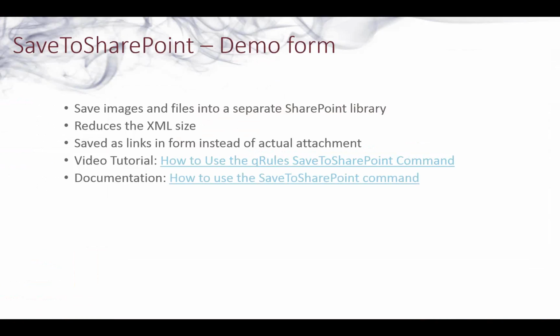Instead of saving the attachment in the XML itself, because people might attach a PDF that's a gig big, right? Although I can't imagine there being such a case. But yeah, to reduce your XML, we're not storing the file attachment or the image in the XML, but saving it into a separate SharePoint library using the Save to SharePoint command. So instead, we're returning the link to that saved file, the link to the SharePoint file in the form. And that's what I'm going to show you.